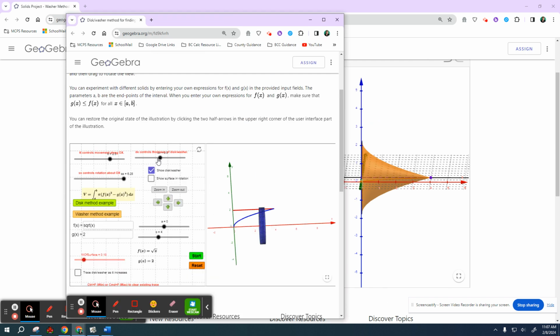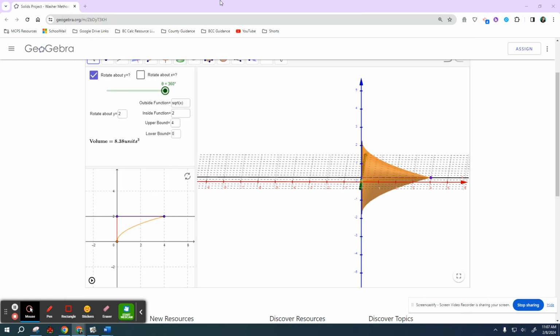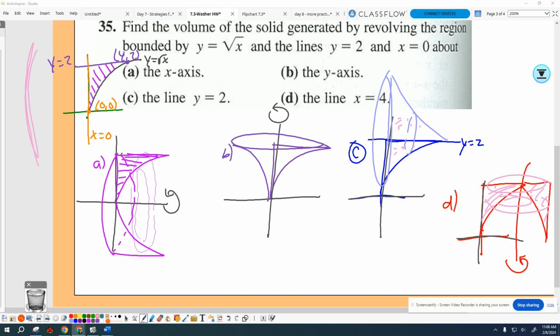I'm integrating with dx this time. And this is part A. So it'd be 16, 64. Okay, 4 to the 3 halves is 8. Yeah, it is 8. Derivative is 2. Part A.